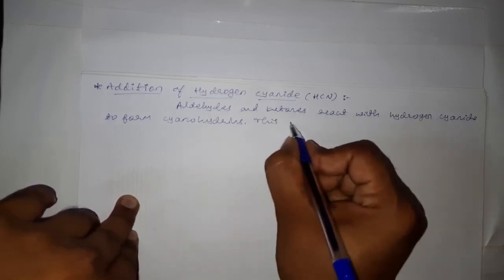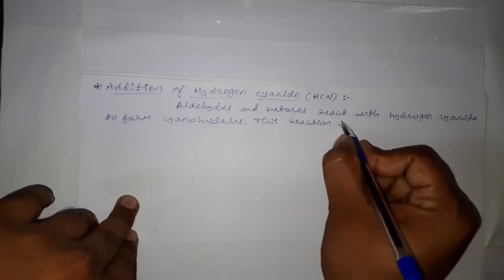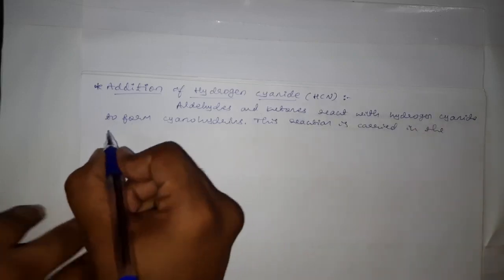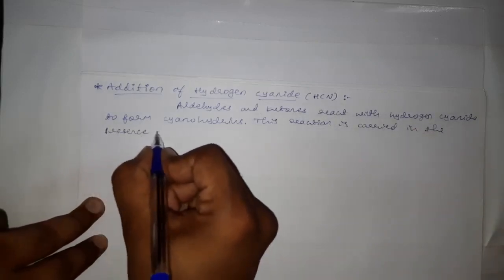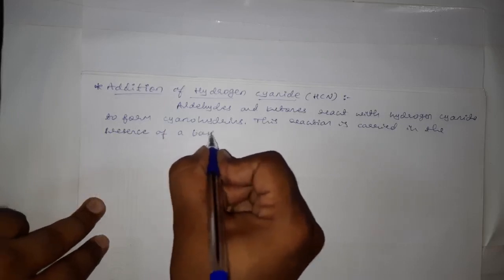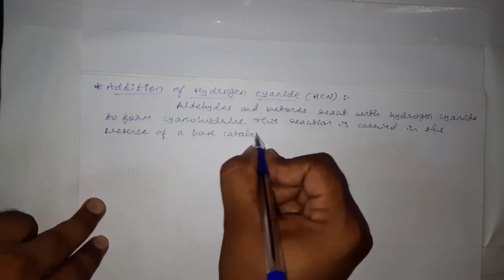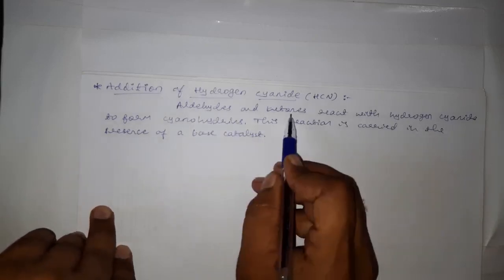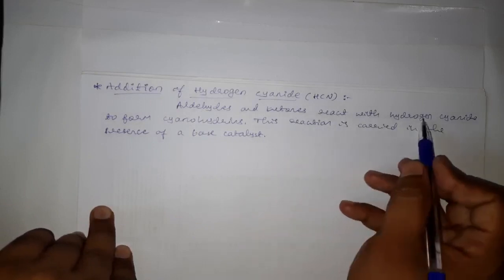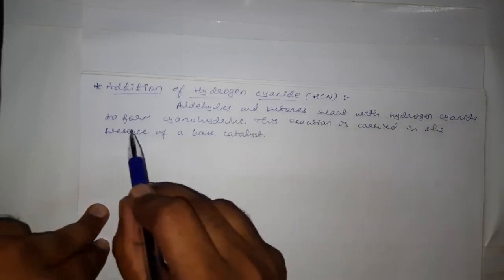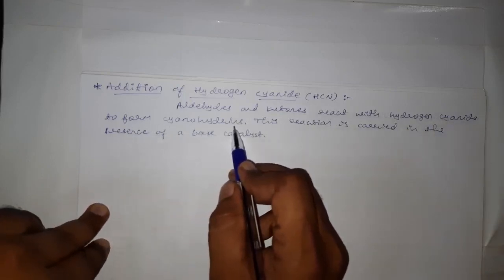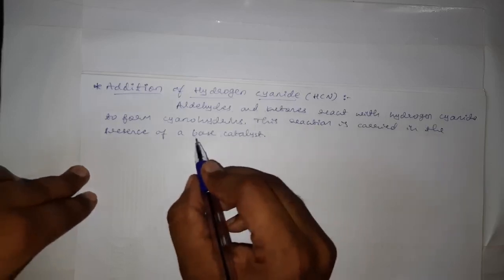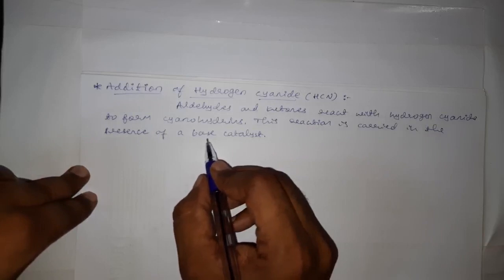This reaction is carried out in the presence of a base as a catalyst. When aldehydes and ketones react with hydrogen cyanide, they will form cyanohydrins, and the reaction is carried out in the presence of a base as a catalyst.